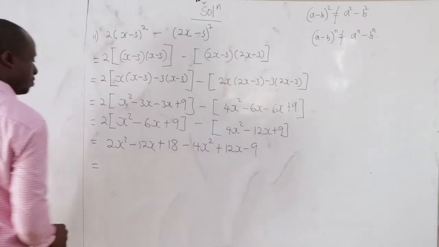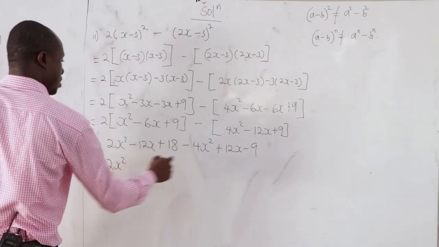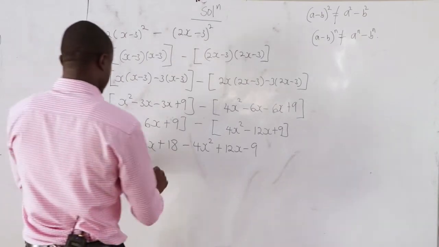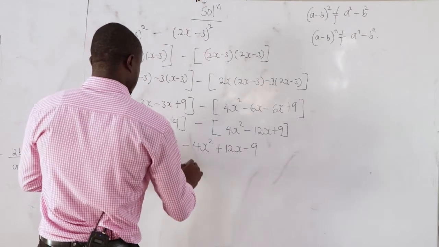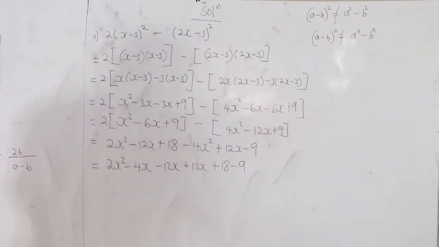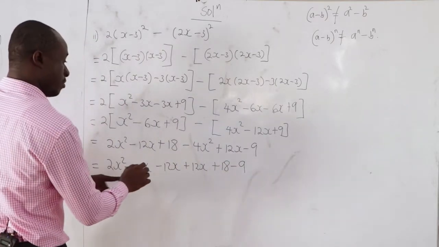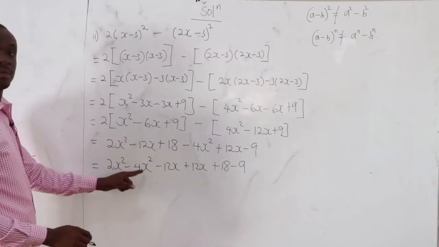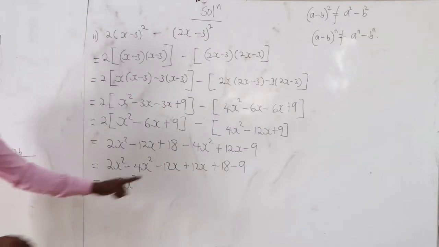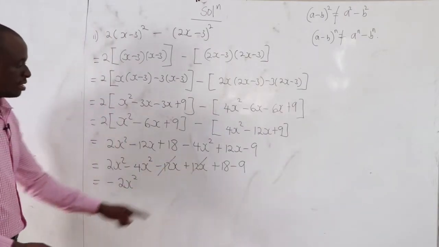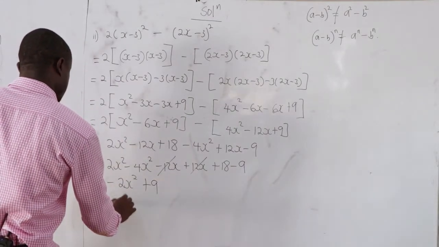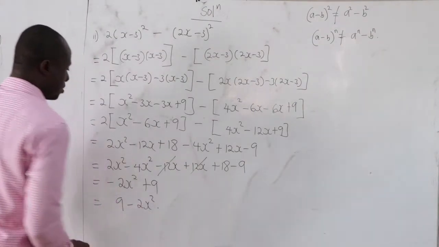Now from here, let's group the like terms. We have 2x squared minus 4x squared, minus 12x plus 12x plus 18 minus 9. Now what can we see? We shouldn't forget there's a square here. So 2x squared minus 4x squared is just negative 2x squared. Now this is cancelling out, and 18 minus 9, we have 9 here. So this is the same as 9 minus 2x squared.